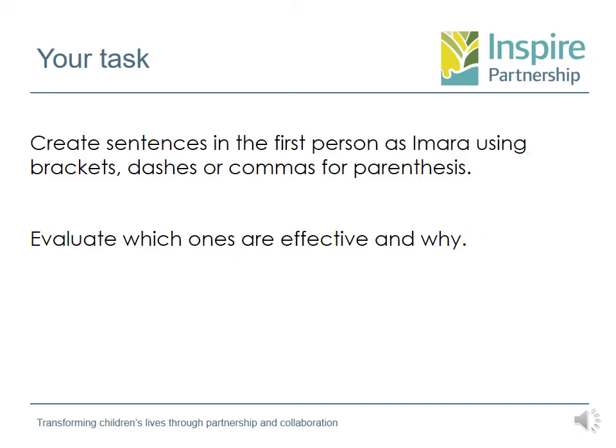So today, I would like you to create sentences in the first person as Amara using brackets, dashes or commas for parenthesis. So when you're writing as the first person, you're writing as if you are Amara. So what she saw, what she felt. Okay, it's from the first person. And we're going to do lots of different examples of sentences using brackets, sentences using dashes, and sentences using commas for parenthesis. And remembering that the information that goes inside all of these is additional information.